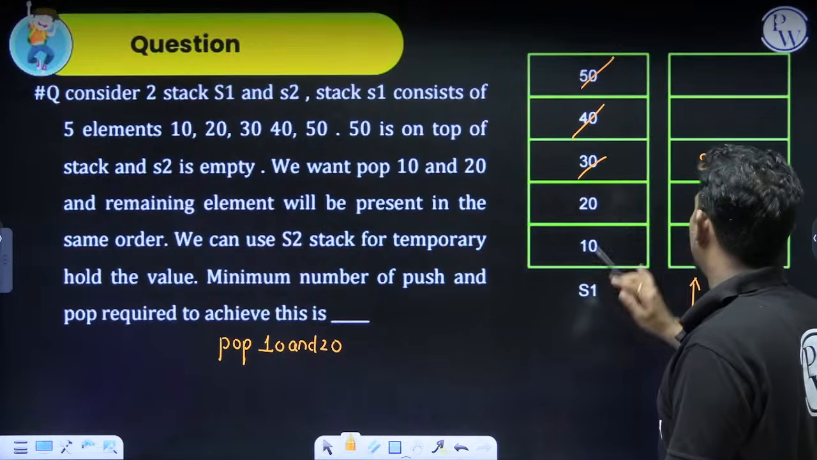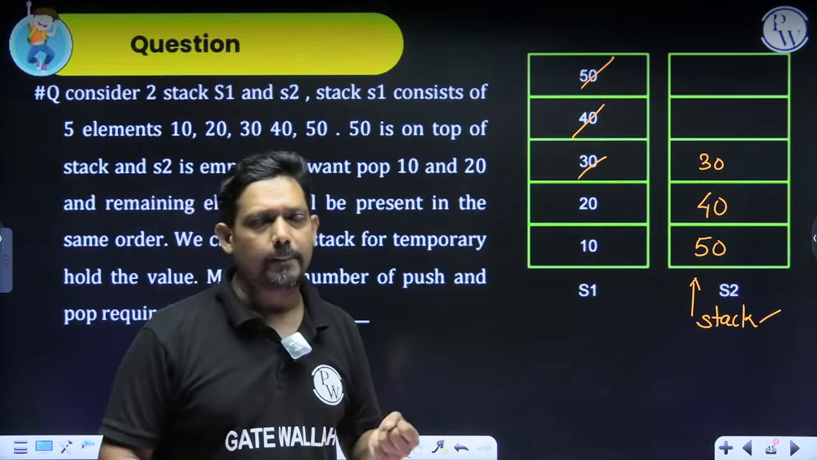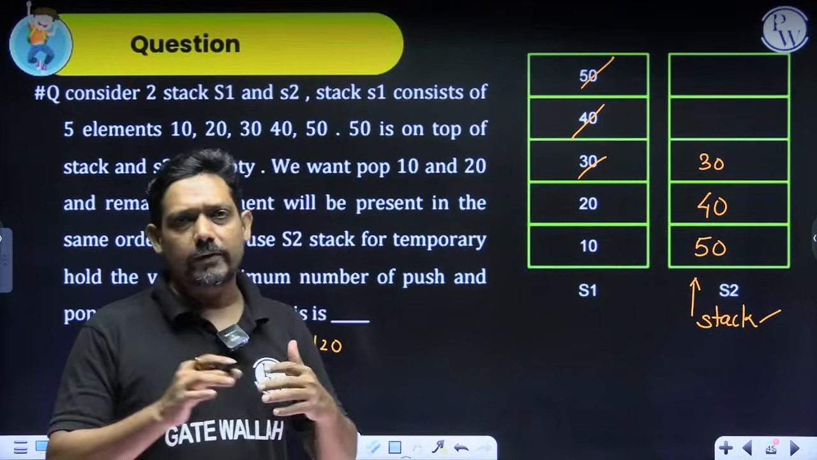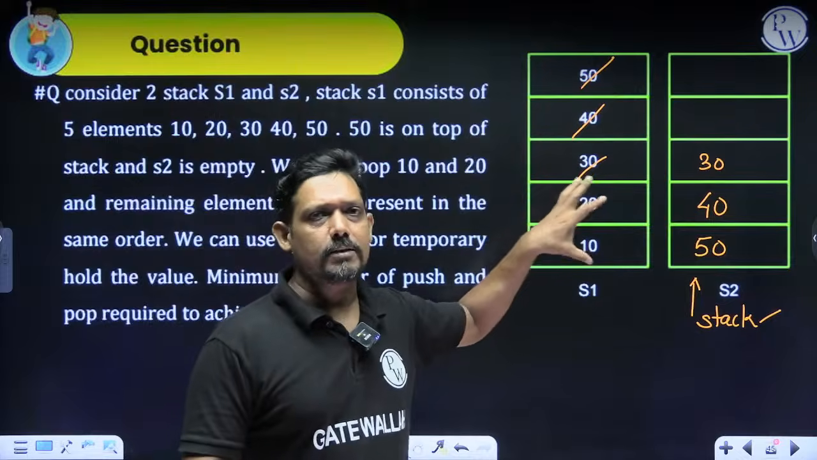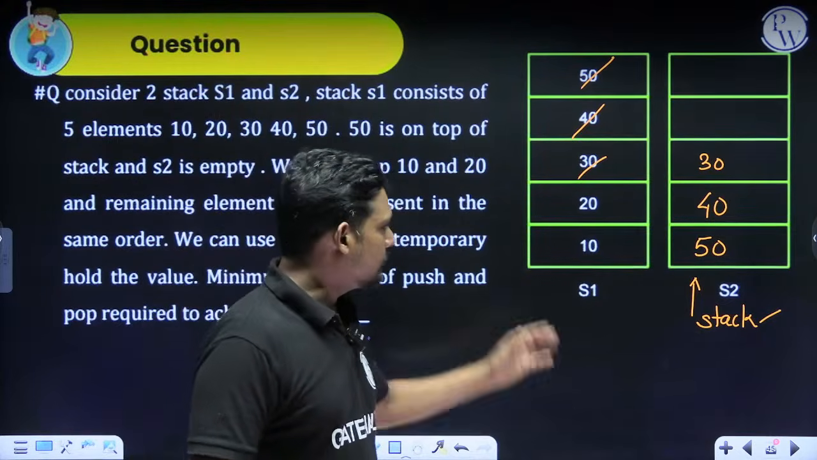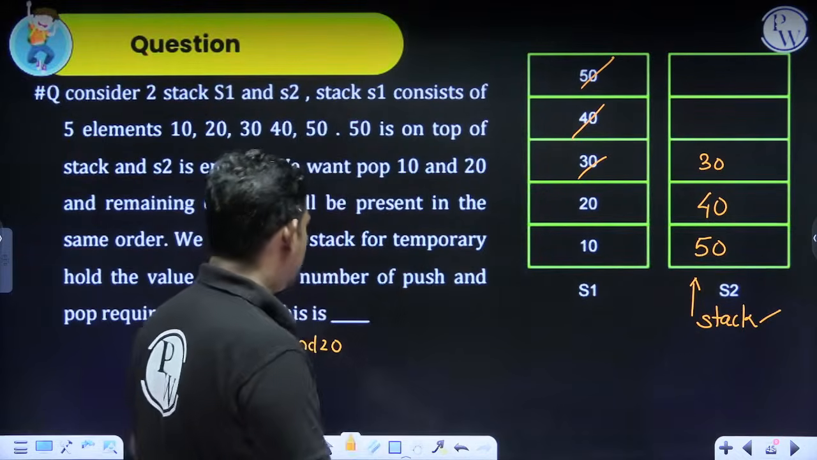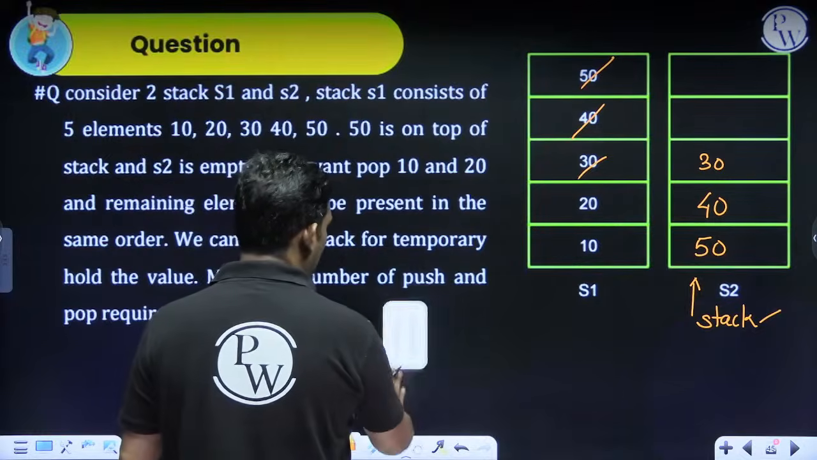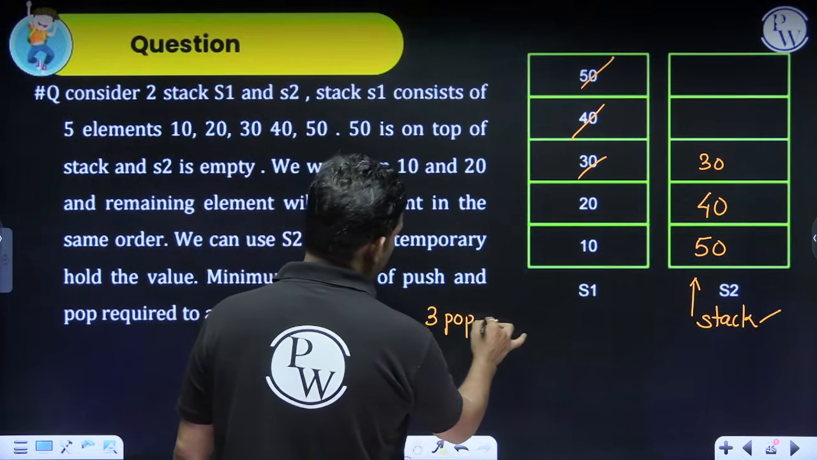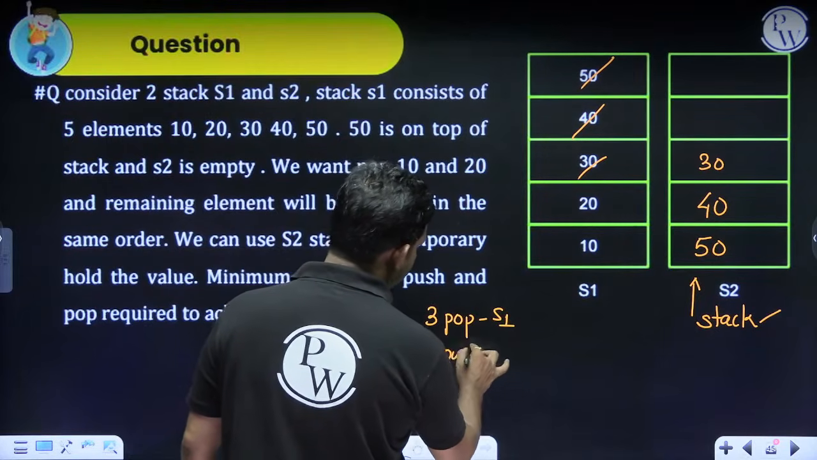Look here, I have removed all three elements, since I need to take out 10 and 20. That is the issue with the stack: if you want something from the bottom, the entire stack above it has to be put into another stack. Now 30, 40, 50 have all been removed. How many pops and pushes have I done? Here I have done 3 pops from S1 and 3 pushes to S2.